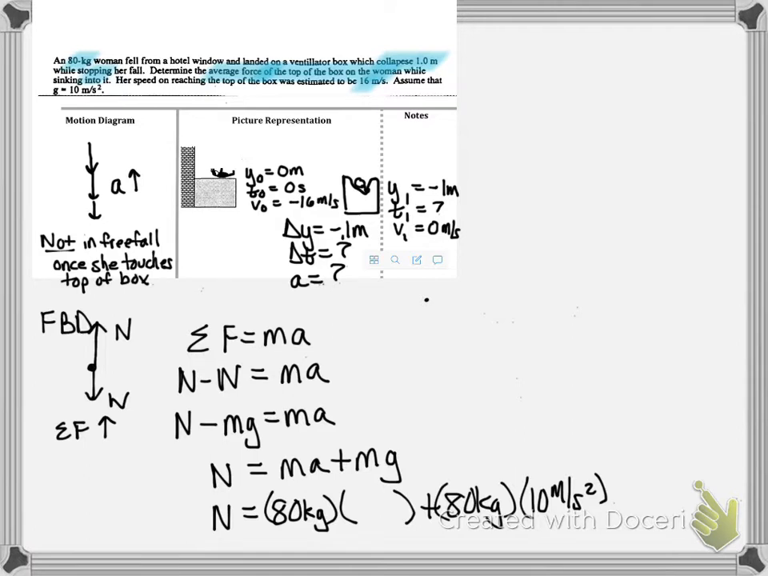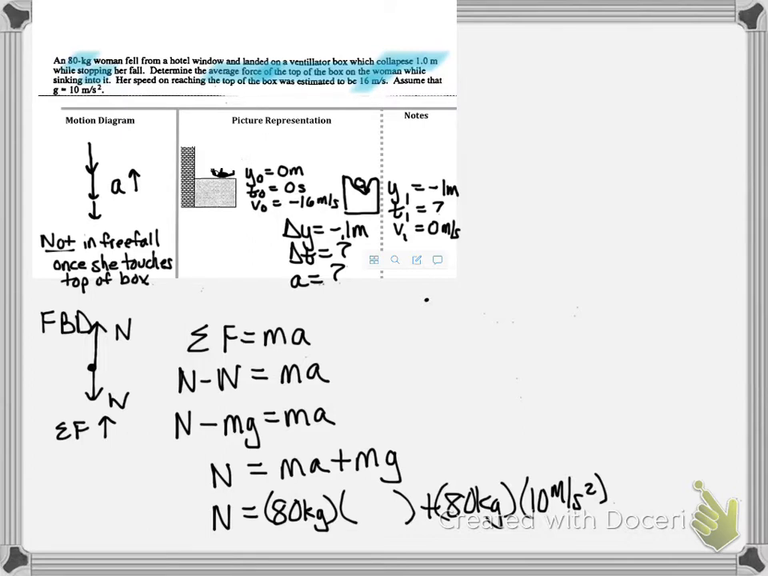So there are several ways to solve it. Once you get it to N minus W equals ma, that is the key step. You have to be able to do that step in order to do anything else. I'm going to write mg instead of W, and then I can solve for the normal force. That would be the force on the woman by the box. That's the one I'm solving for. So N equals ma plus mg.